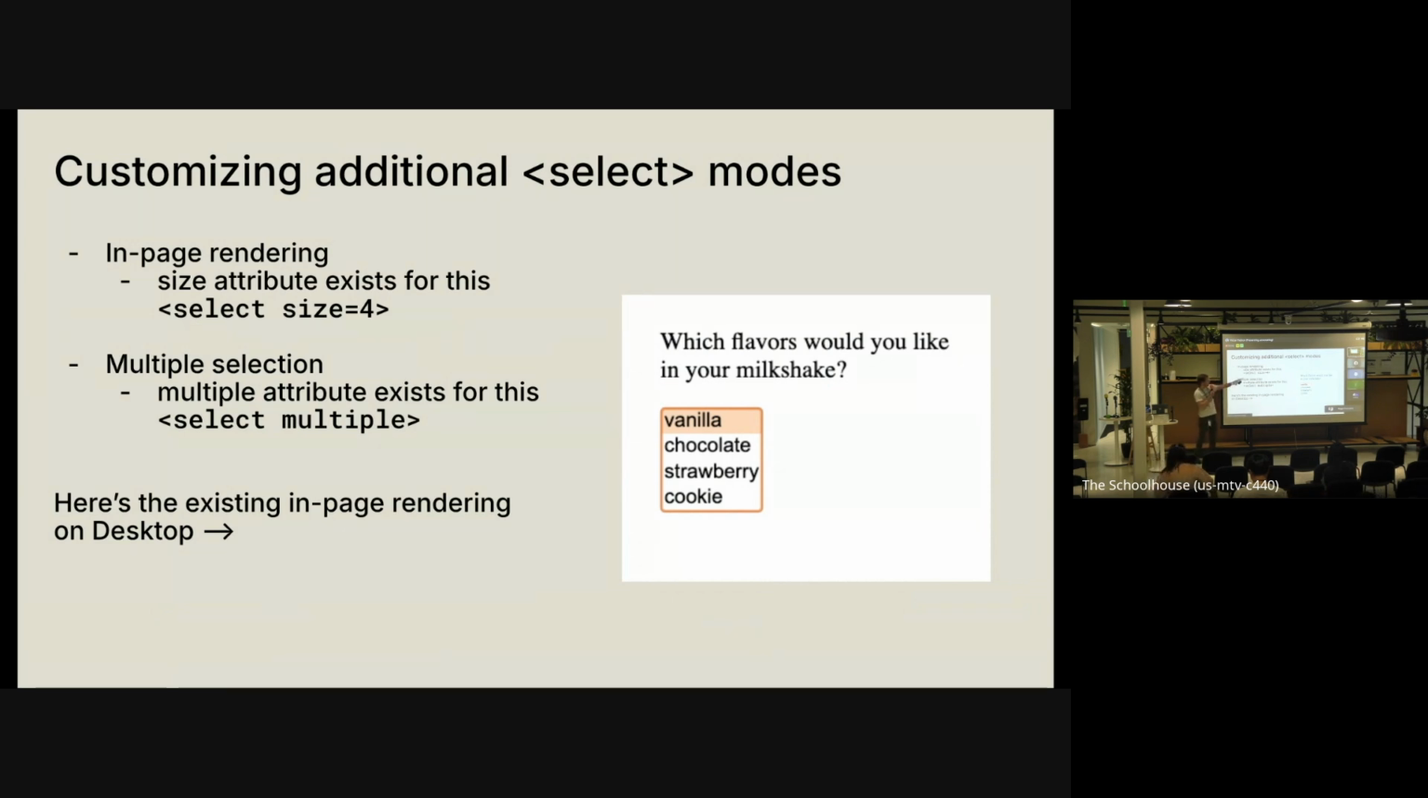So you can put the size attribute on a select, and if you specify a number greater than 1, instead of being a button with a pop-up, it becomes this in-page thing that you can see right here, where the options are in-page and there's no button to pop them up. There's also a multiple attribute to allow you to select multiple options. And here's what both of them look like on desktop right now.